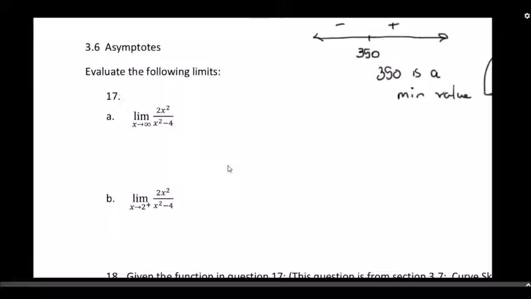So there's two ways we can approach this. We can take a look at the degrees of the numerator and denominator. We have degree 2 and degree 2. If the numerator and denominator have the same degree, remember we divide the leading coefficients. 2 divided by 1 would be 2. So for 17 part A, this function would have a horizontal asymptote at 2.